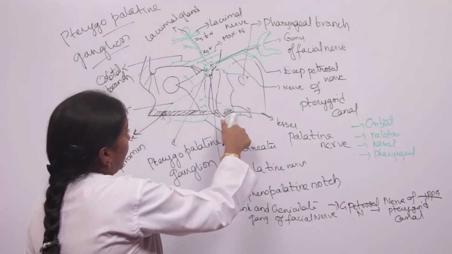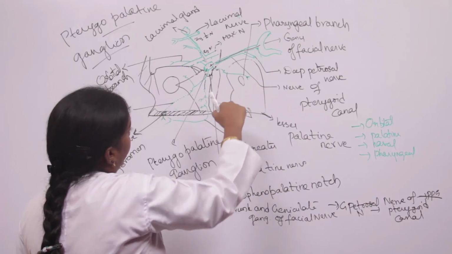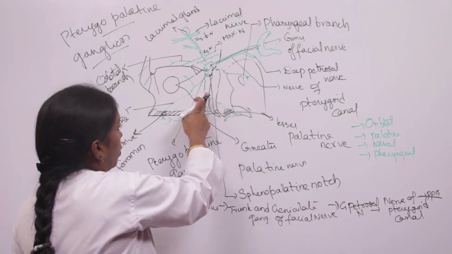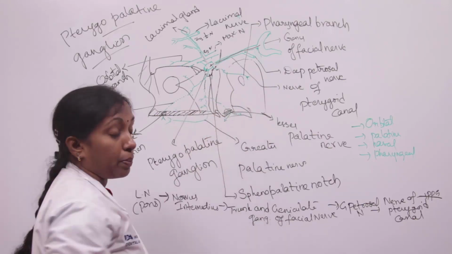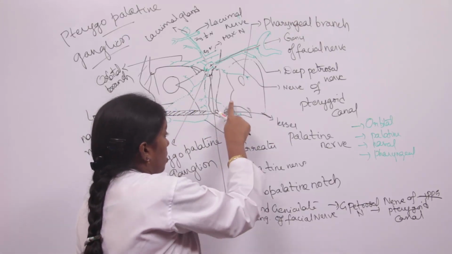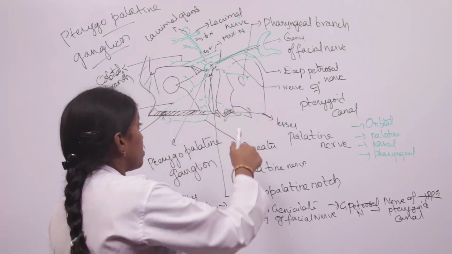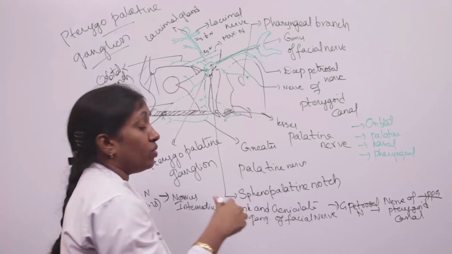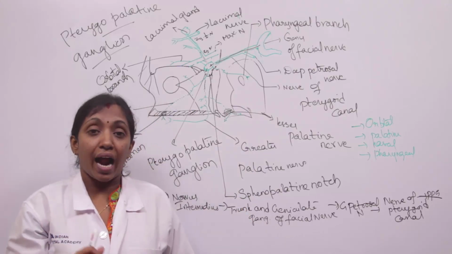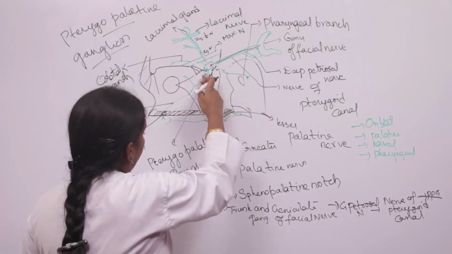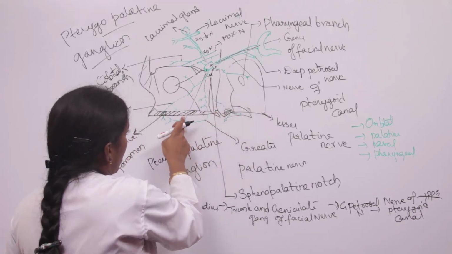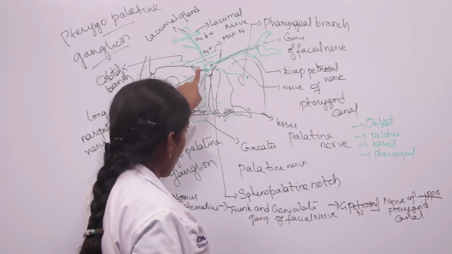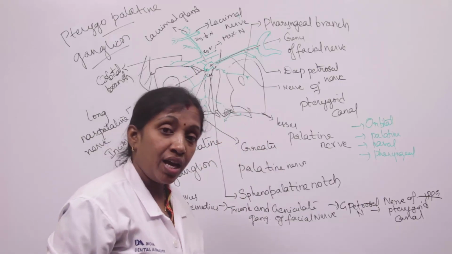And coming to the lesser palatine nerves, they pass through the greater palatine canal and reach the soft palate through the lesser palatine foramina, and they supply the mucous membrane of the soft palate. So the palatine branches are the greater palatine nerve as well as the lesser palatine nerve. This is the hard palate and this is the soft palate. The greater palatine nerve supplies the mucous membrane of the hard palate as well as the postero-inferior quadrant of the nasal cavity, and the lesser palatine nerve supplies the mucous membrane of the soft palate.